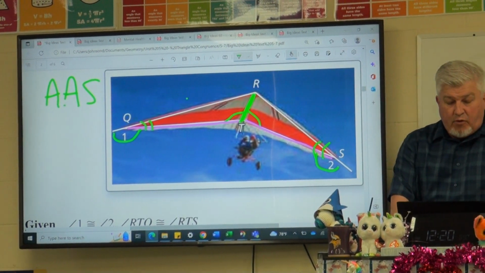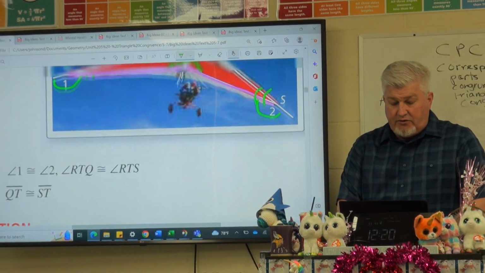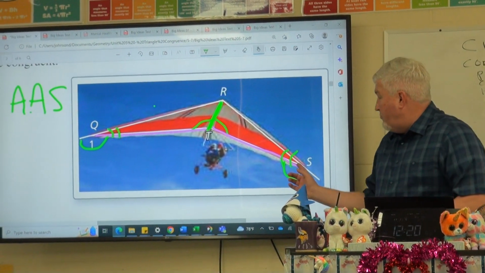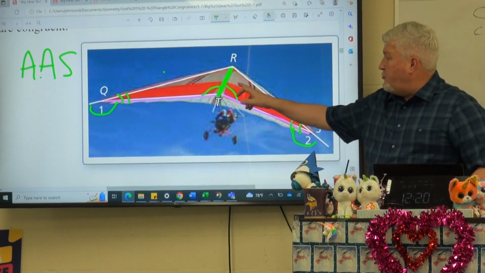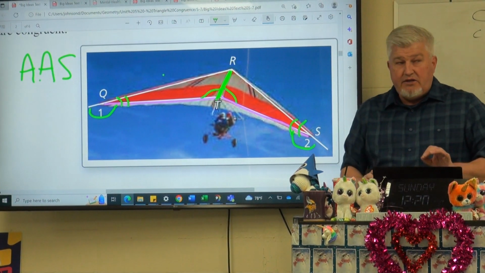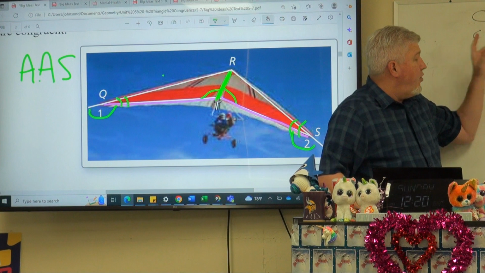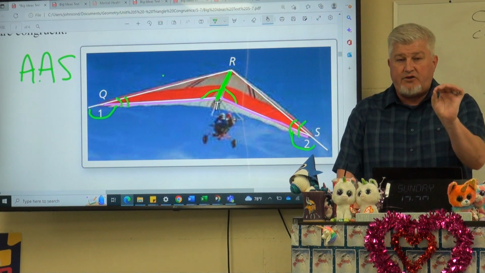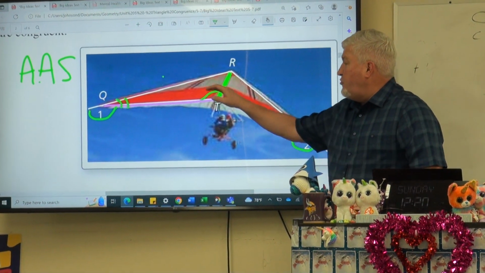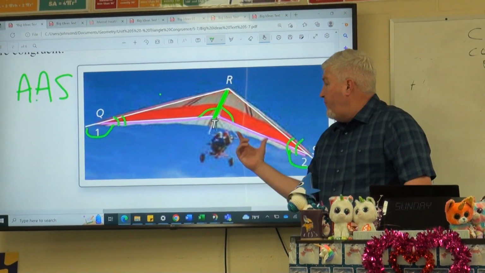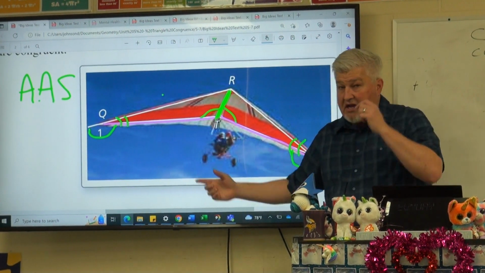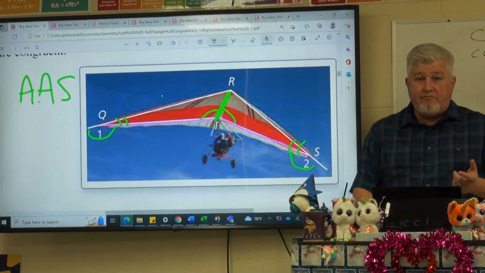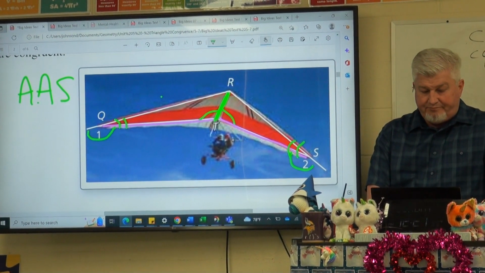Remember what we've been asked to do. Prove that QT is congruent to ST. Prove that this is congruent to that. Well, we've proven these two triangles to be congruent, so by what I wrote on the board, corresponding parts of congruent triangles are congruent. If I know these two triangles are congruent, then these corresponding legs, ST and QT, are also congruent. That's what we've proven.